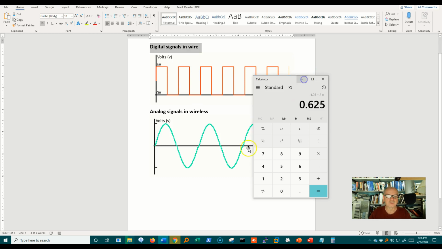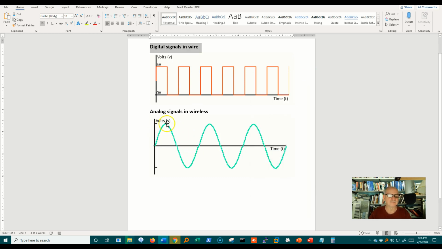So that means that we're going to have to find some ways to convert these signals from analog to digital. And that's some of the stuff that we run into in wireless communication, which we'll be talking about in future videos.